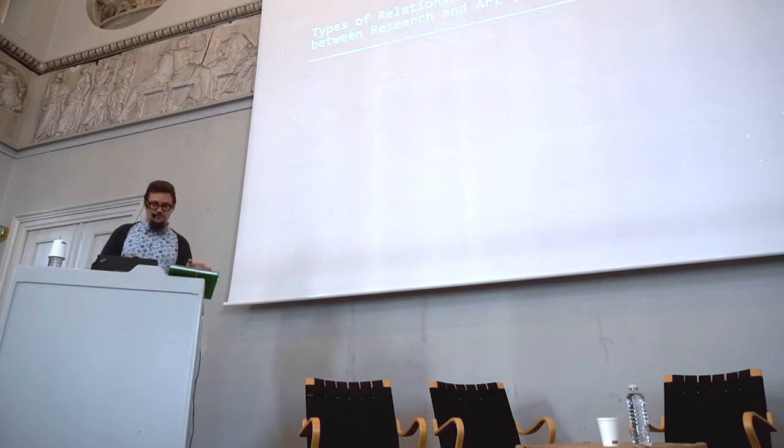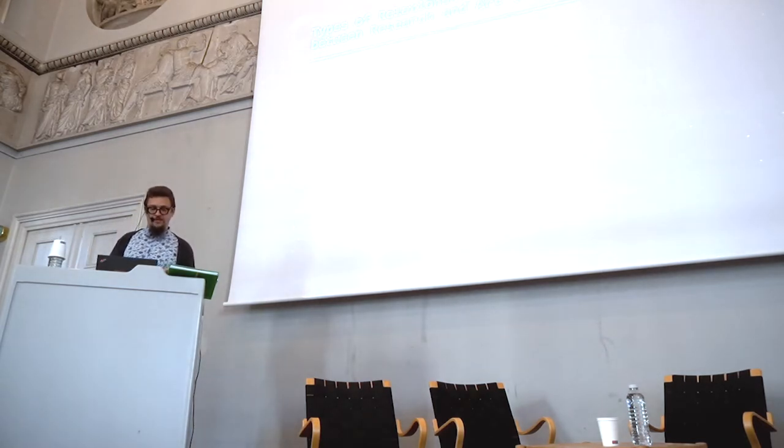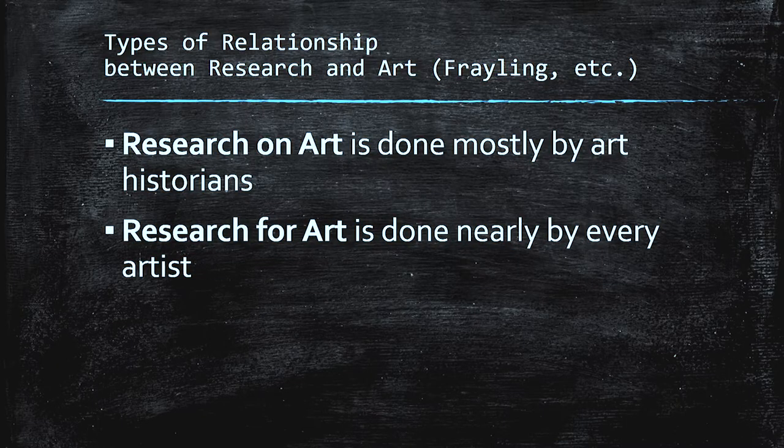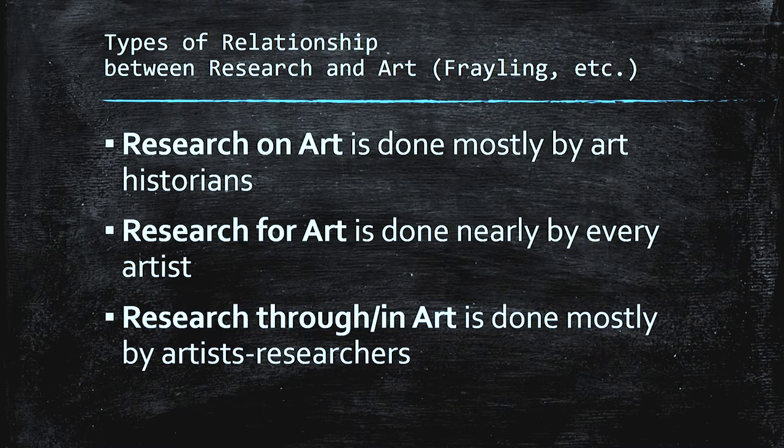Probably you know these types of different relationships between research and art. I just very briefly remind you that research on art is mostly done by art historians, and research for art is done by nearly every artist, because you do preparations to produce your artwork, you research into materials, into the context, art history, philosophy, whatever. So you prepare to make an art object or process or whatever. And then research through art or in art is done mostly by artist researchers. This means that you do research while you do your artistic practice, and you create new insights or new knowledge or whatever.